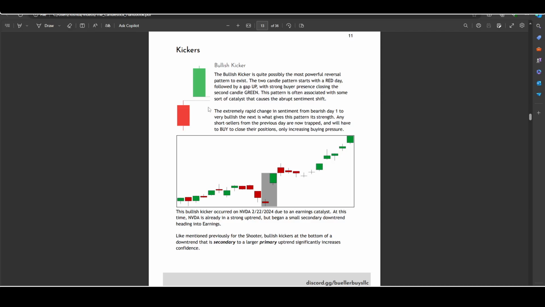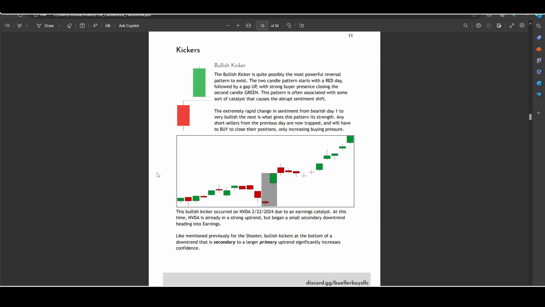The extremely rapid change in sentiment from bearish day 1 to very bullish the next is what gives this pattern its strength. Any short sellers from the previous day are now trapped and will have to buy to close their positions, only increasing the buying pressure, again, making price go up even more because they have to close out their bearish positions. This bullish kicker occurred on NVIDIA on February 22nd, 2024, due to an earnings catalyst.